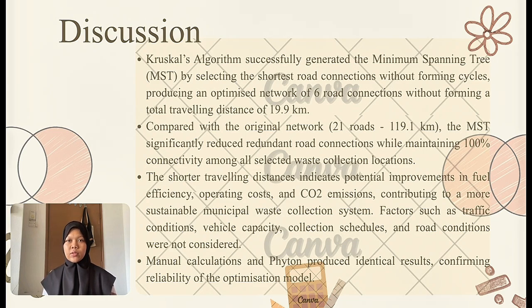Although the study focused on minimizing traveling distance, the shorter route has the potential to reduce fuel consumption, operating costs, and carbon dioxide emissions. Therefore, the proposed network could contribute to a more efficient, sustainable municipal waste collection system. In addition, the manual calculation and the Python implementation produce the same minimum spanning tree and total traveling distance. This confirms the accuracy and reliability of the optimization process.